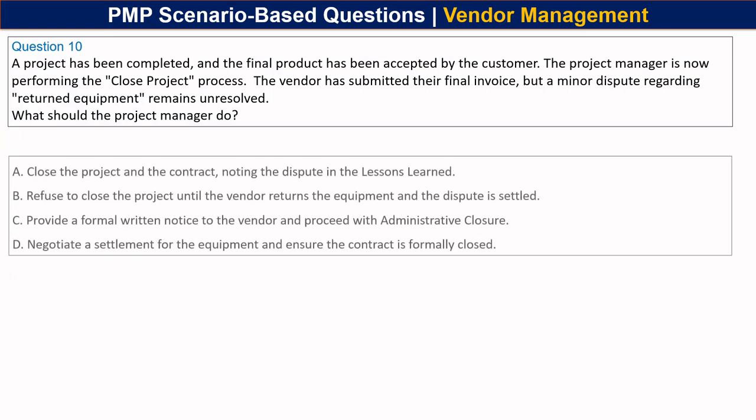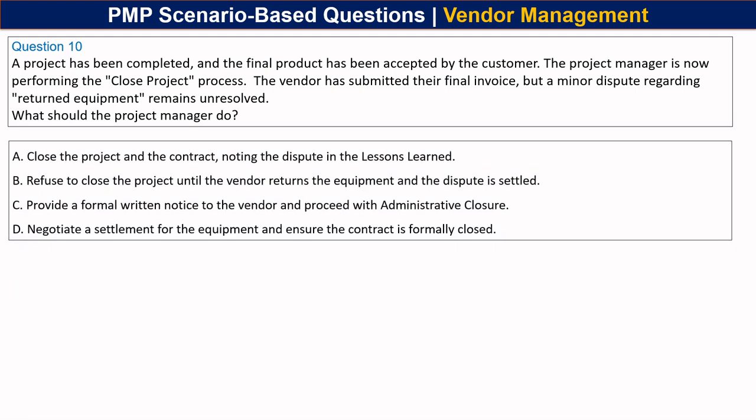And the options are A. Close the project and the contract, noting the dispute in the lessons learned. B. Refuse to close the project until the vendor returns the equipment and the dispute is settled. C. Provide a formal written notice to the vendor and proceed with administrative closure. D. Negotiate a settlement for the equipment and ensure the contract is formally closed. Guess the right option. The right option here is option D.